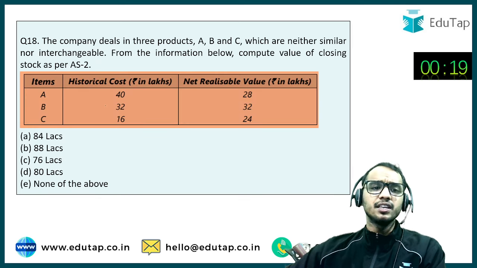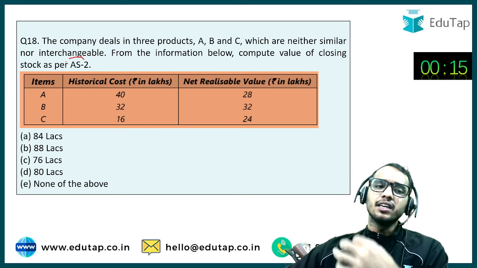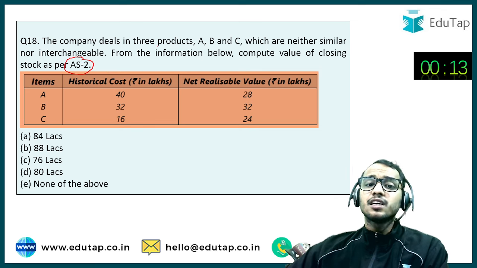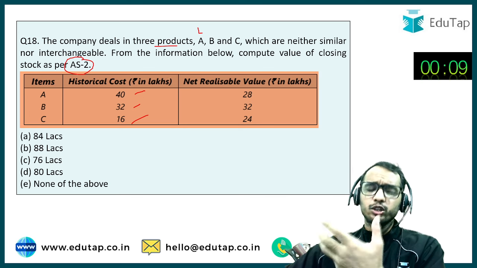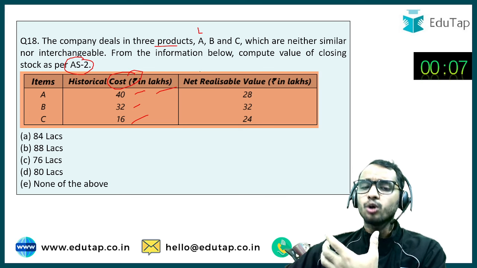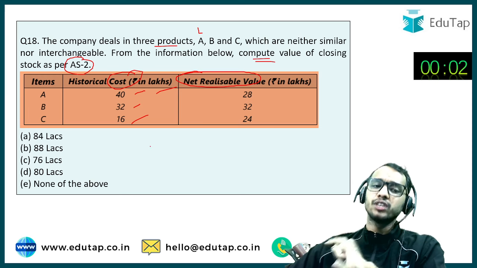Let's move ahead with the 18th question, and again it's a numerical. It says again about the AS2. It is asking you that the company deals in 3 products A, B and C, and the cost is given to you, that is historical cost is given to you and net realizable value is given to you. It is asking you to compute the value of closing stock.